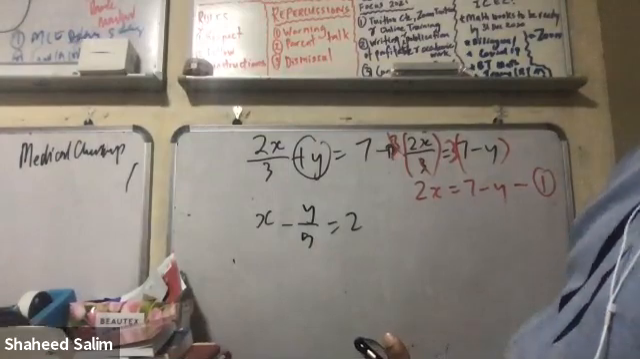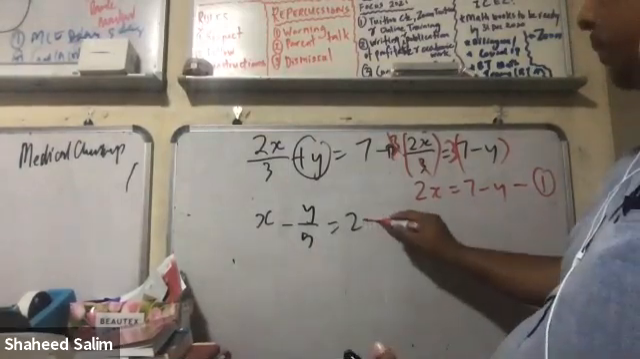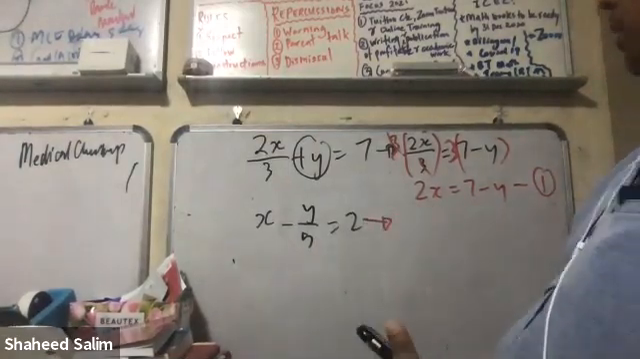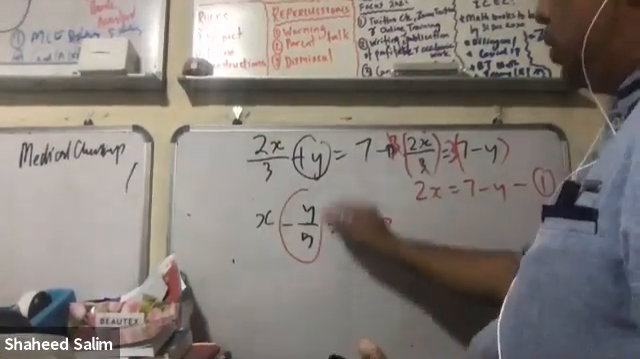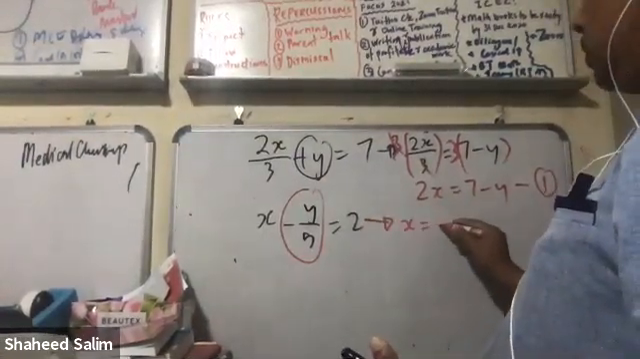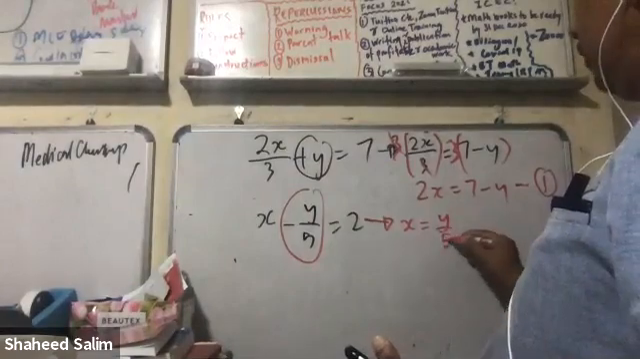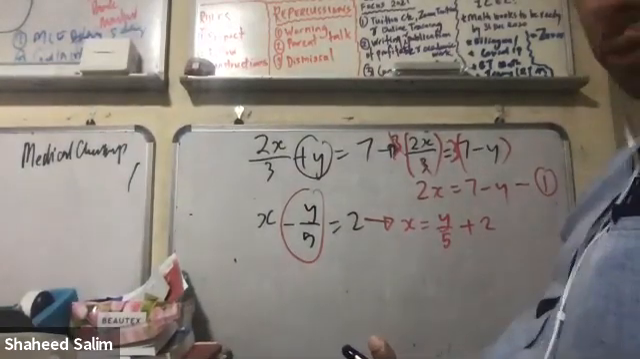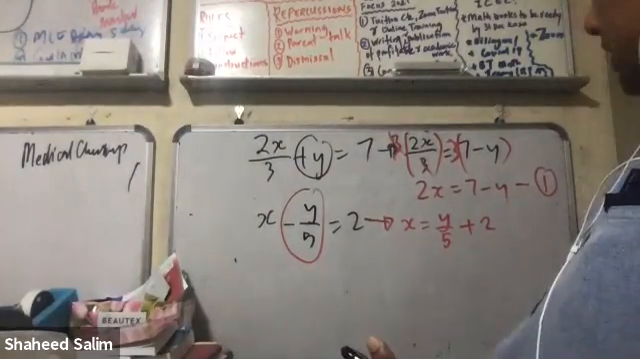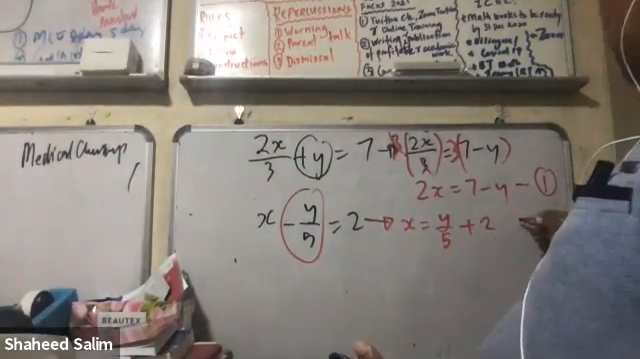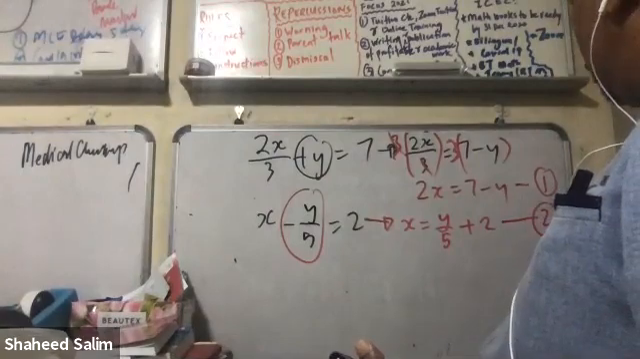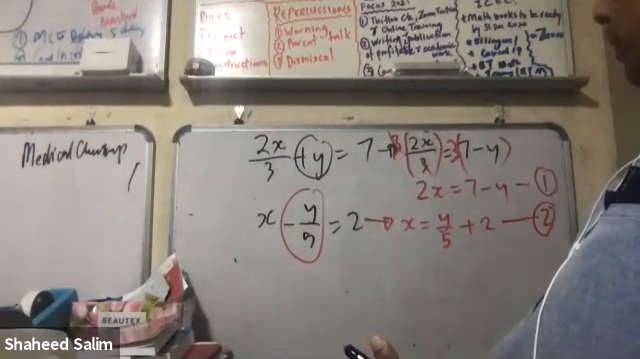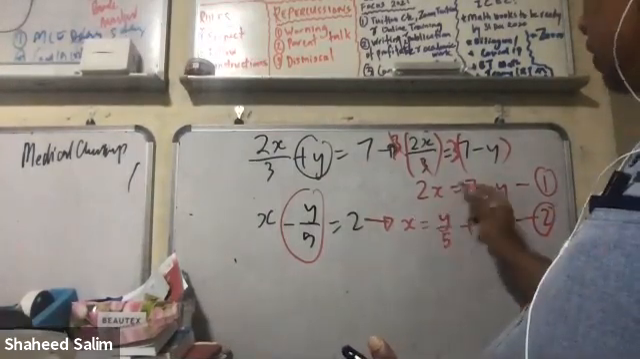Okay? Next one down here. Next one, you bring this one over that side. x equals to y over 5 plus 2. Okay? We can call this equation 2 if you want to. Now you can do the substitution method straight away.